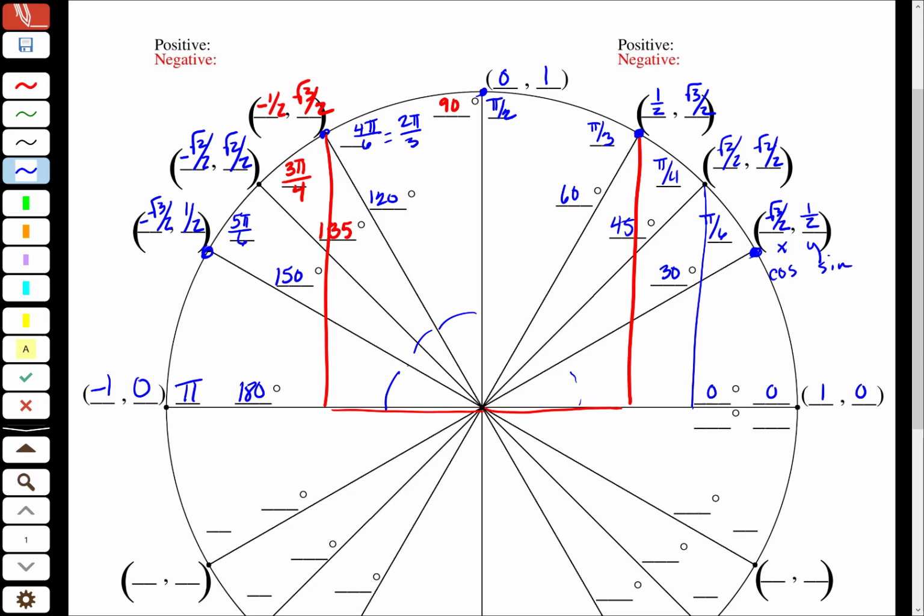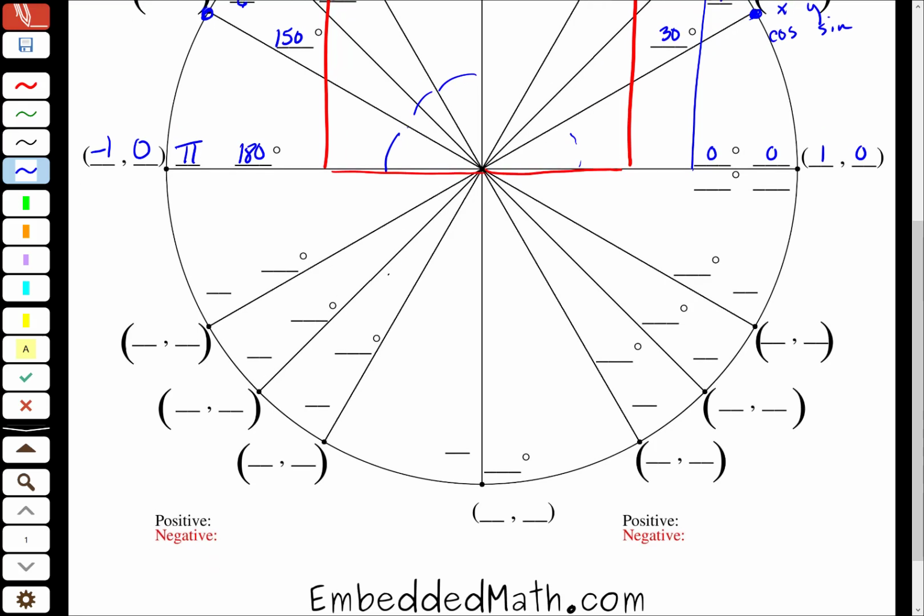So I'll have y'all do this for homework, although if you get stuck, please come see me. Think through these special right triangles and fill in this third quarter where both x and y should be negative, and then this fourth quarter in which just y should be negative on this right side. Is this okay? Questions?